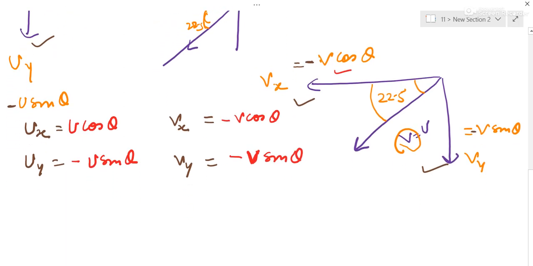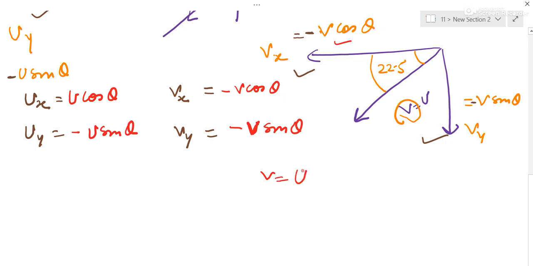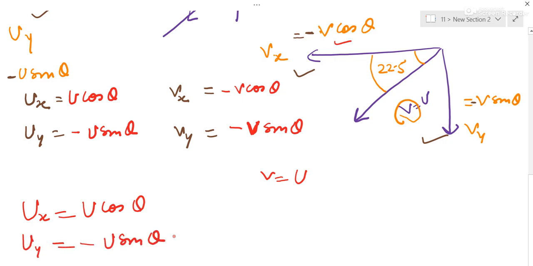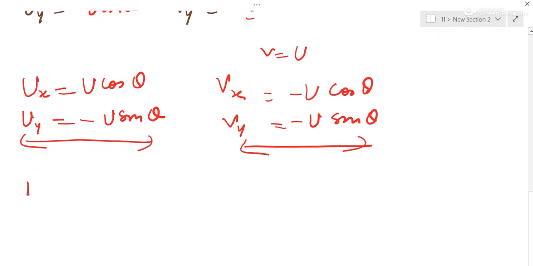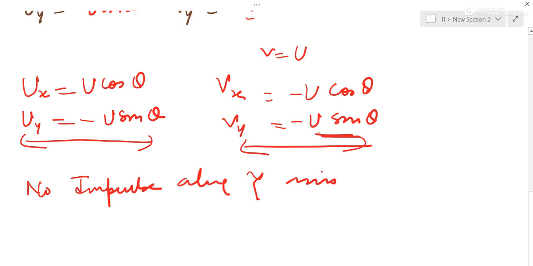Now v is equal to u, as they have given; the speed is not changed. So please change: ux is u cos theta, no change. uy is minus u sin theta, no change. In vx and vy, in place of v I am writing u. So it's minus u cos theta and minus u sin theta. You can see here that the final velocity and initial velocity along the y-axis are the same, so there is no change in momentum along the y-axis. No impulse along the y-axis because the velocity remains the same, final and initial.